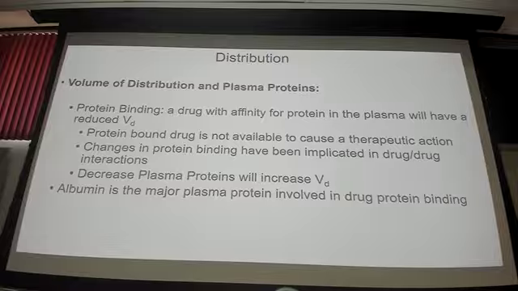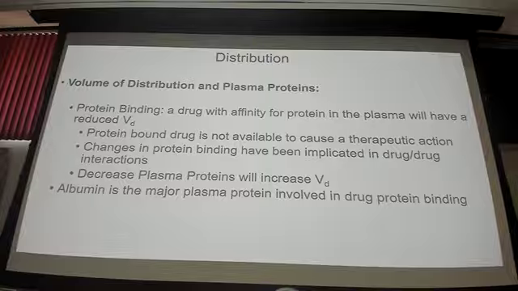And again, this is just showing what I mentioned. If a drug has low volume of distribution, it's bound to plasma proteins, particularly albumin. If it has a higher volume of distribution, it's lipophilic and goes into the tissue.